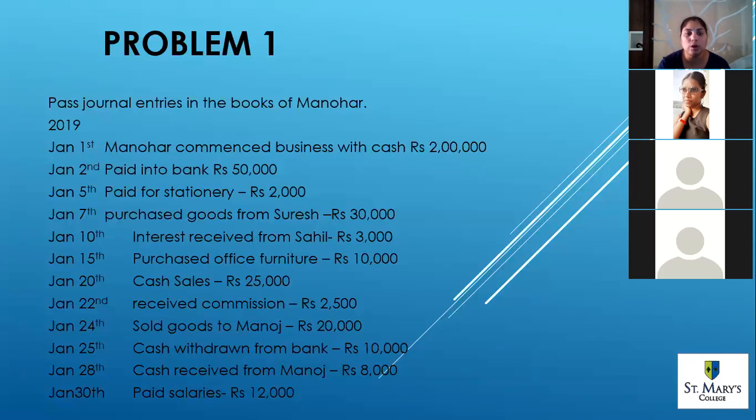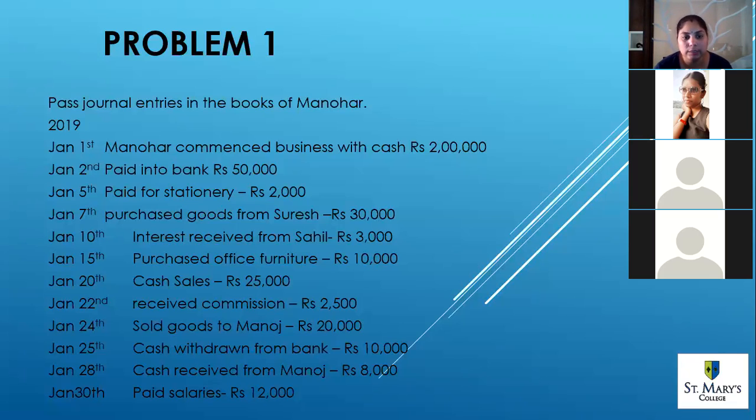Go to your amount column, write the amounts in both the columns as 10,000. Come back to write your narration, open the brackets, write the term being office furniture purchased. Being office furniture purchased, close your brackets.